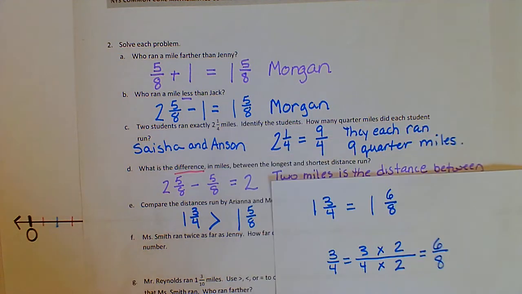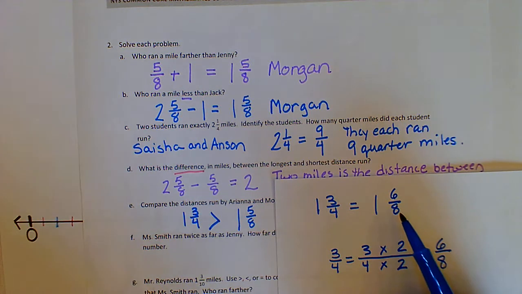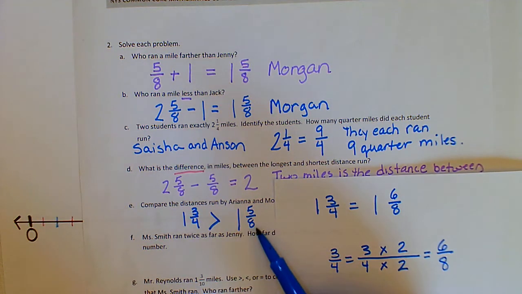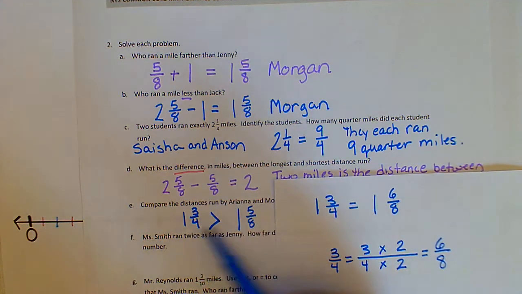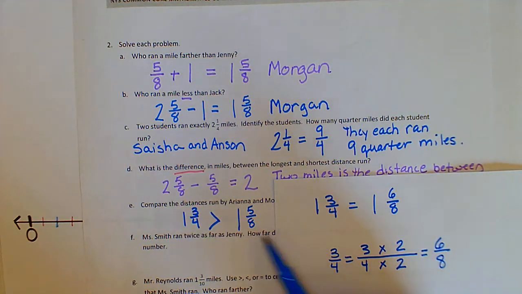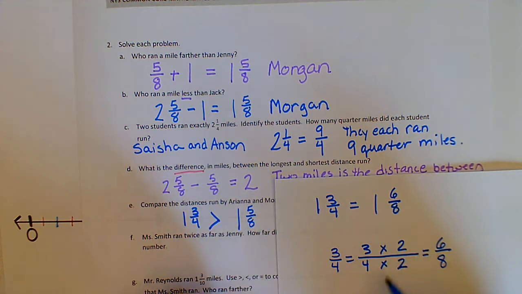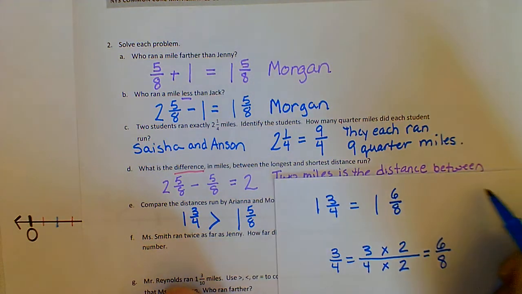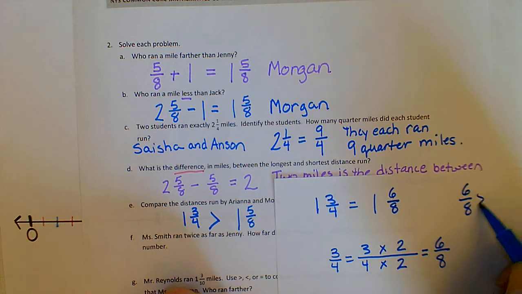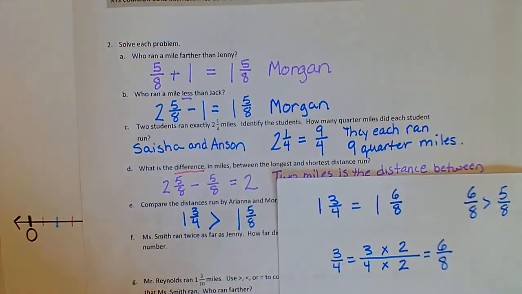So clearly then, I can now see that 1 6/8 is larger than 1 5/8 if I'm looking right here, right? Because 1 3/4 is 1 6/8, and having 6/8 is larger than having 5/8. The denominators are the same, so I look to see who has more pieces, who has more of this sized pieces. And 6/8 is definitely greater than 5/8, so 1 6/8 is going to be larger than 1 5/8.